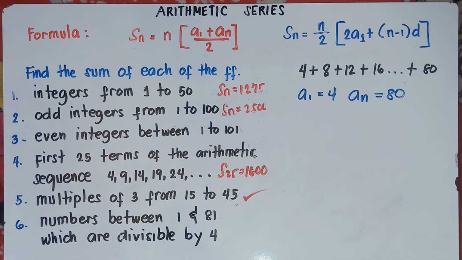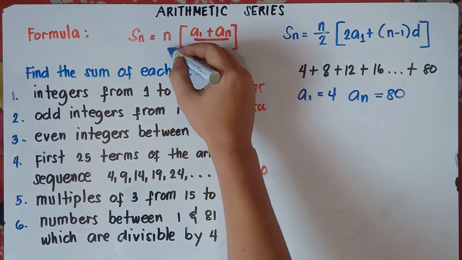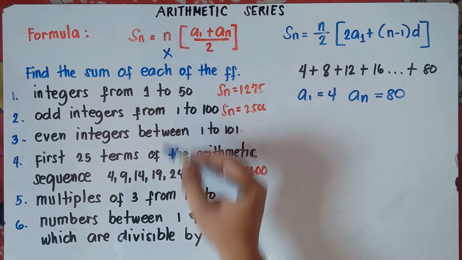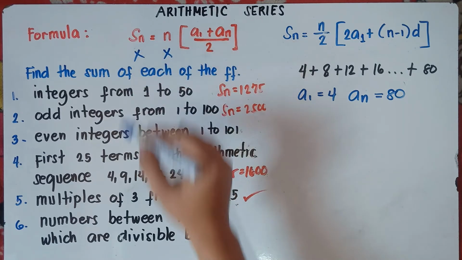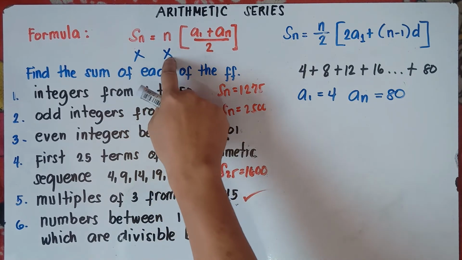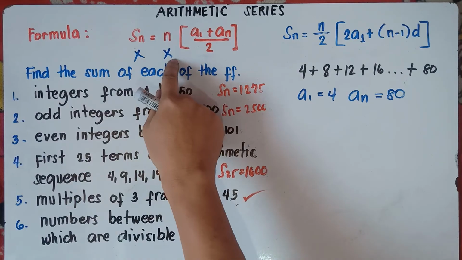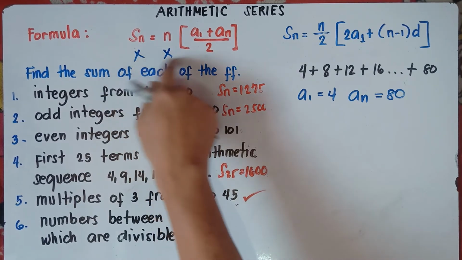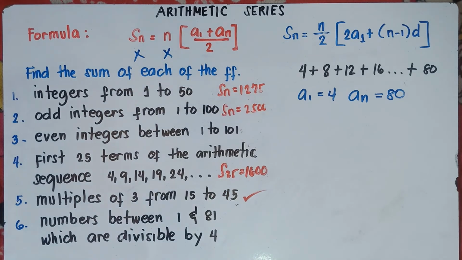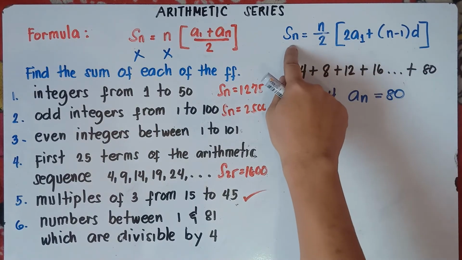Do we have n? No, we don't have n. And of course, we are told to find the sum, so we don't have the sum, and we don't have n. If there are two unknowns, we cannot use this formula. Same as this one, we don't have n and we don't have the sum.